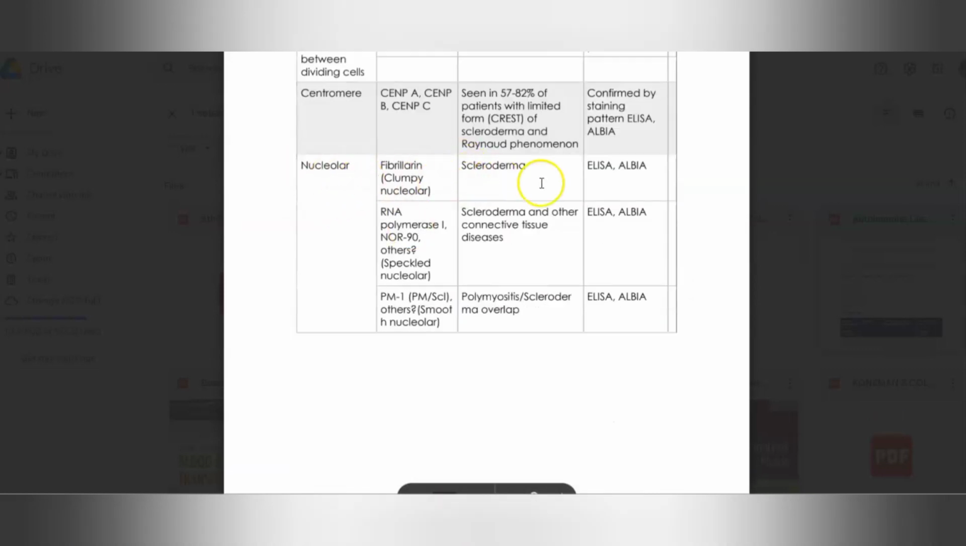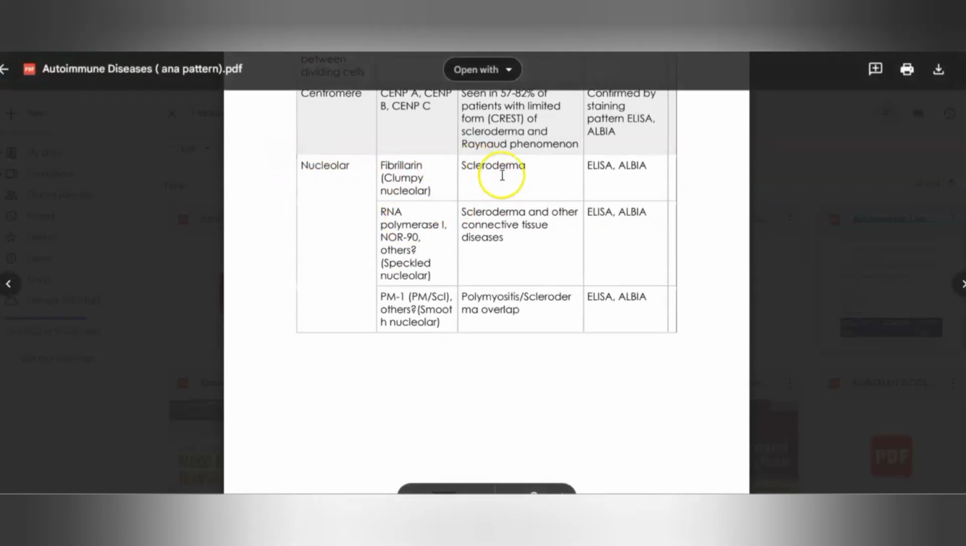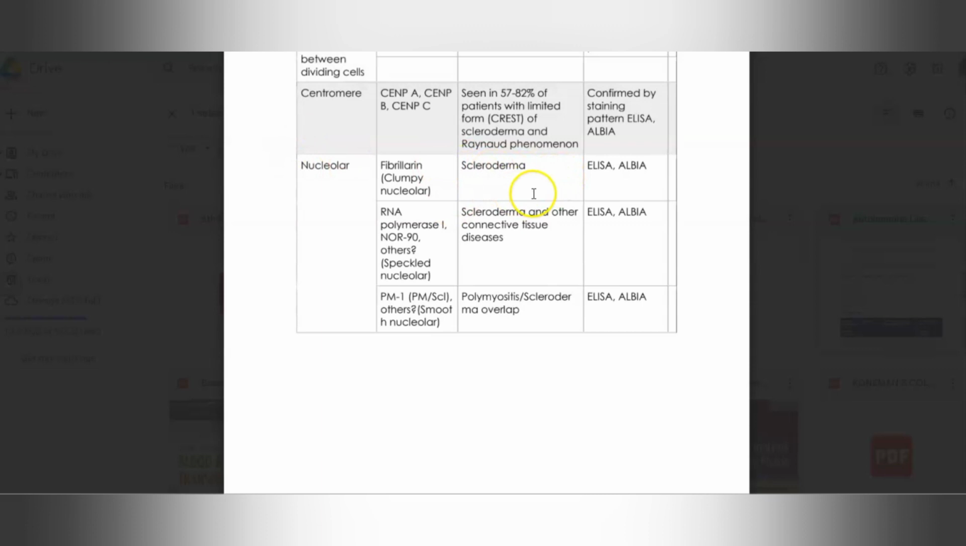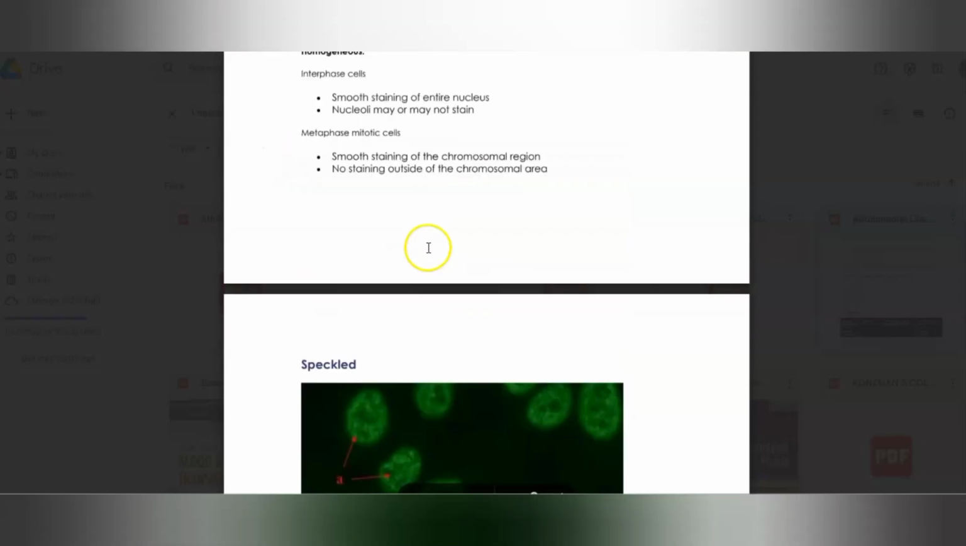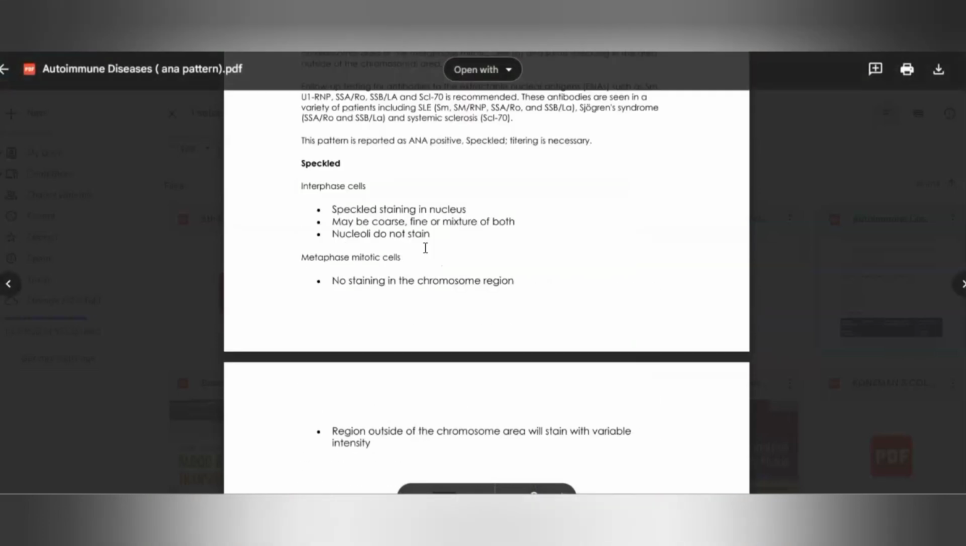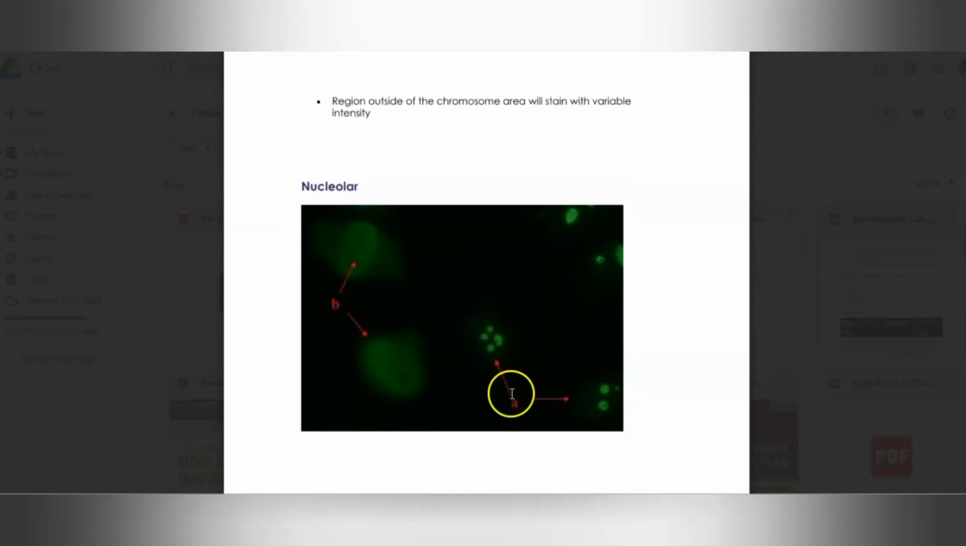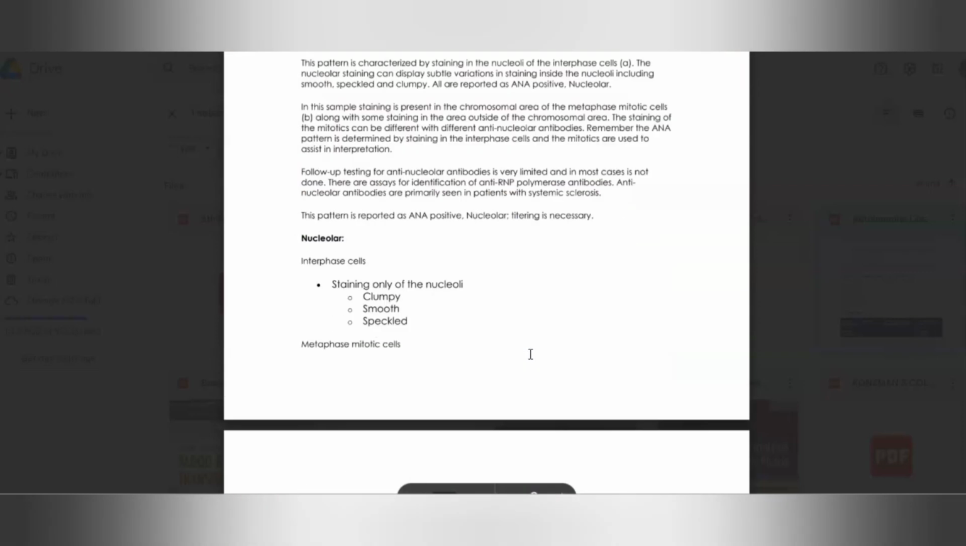For example, this nucleolar pattern is seen in diseases such as scleroderma. So you can be asked the pattern, the antigen, or the disease. The method is very rare. You find the method being asked, but these three columns are very important. The pictorial aspect is also very important. It's good to know the patterns and the pictures they occur in. For example, in this nucleolar pattern, you can see the nucleoli are visible, and this book really explains the patterns very well. So this is one of the books to have.